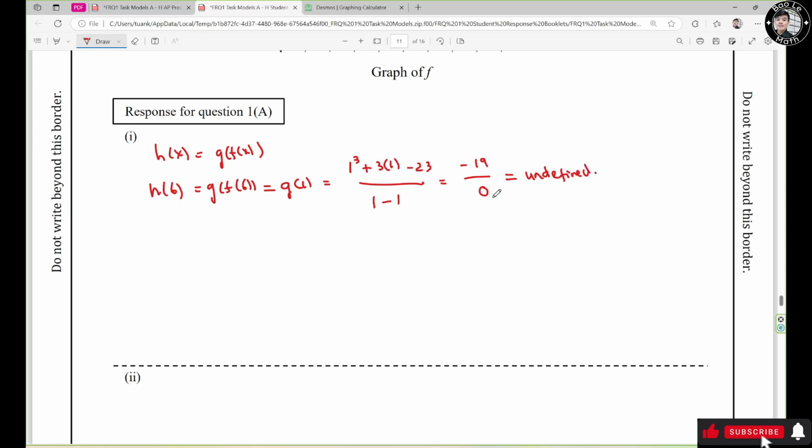Whenever you see the denominator equals 0, the fraction is undefined, right? So remember that if you have 3 divided by 0, this one is undefined. If 0 divided by 3, it's going to be 0, right? If you see 0 divided by 0, it's going to be undefined. So keep that in mind. So you need to answer this one. You need to say h of 2 does not exist. Or you can say h of 2 is not defined.